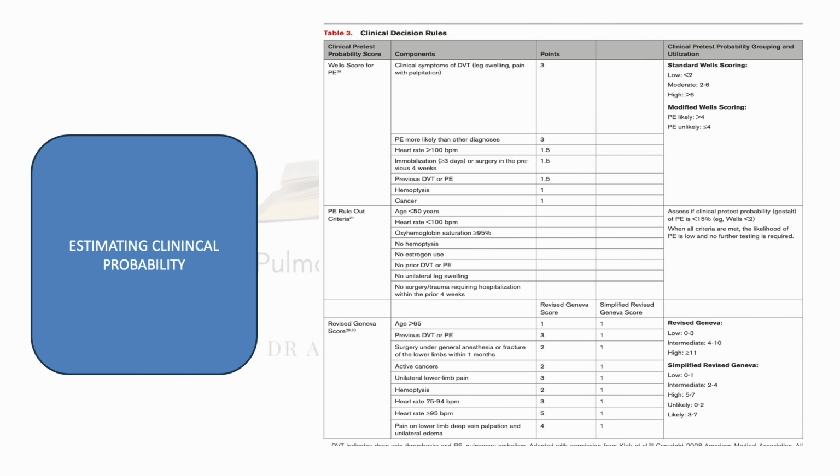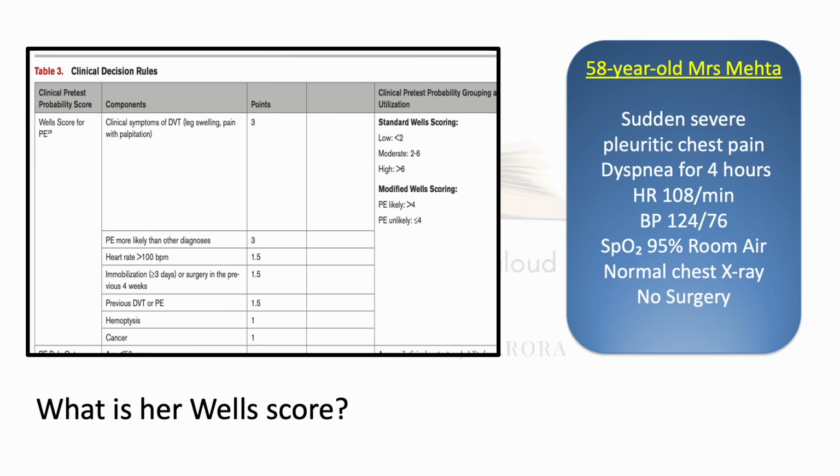When you estimate the clinical probability, there will be three common tools that you can utilize. The first tool is the Wells score, the very well known Wells score for pulmonary embolism. The second is the revised Geneva score, which can also be used. And the third one that they mentioned is the PERC or PE rule out criteria. How to use them, where to use them, this is what we'll be discussing next.